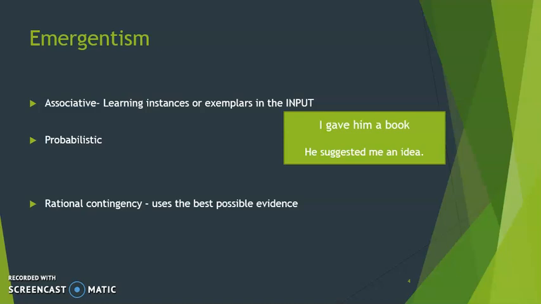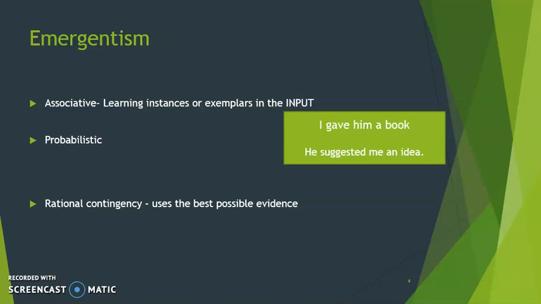For instance, if there's a construction such as I gave him a book, a learner might learn that construction, and a verb like gave is very common. We can use it a lot. And then a learner of English might try, he suggested me an idea. Using that exemplar or that instance of being successful with I gave him a book, they might use that same pattern, substituting out the different words as needed to express meaning.